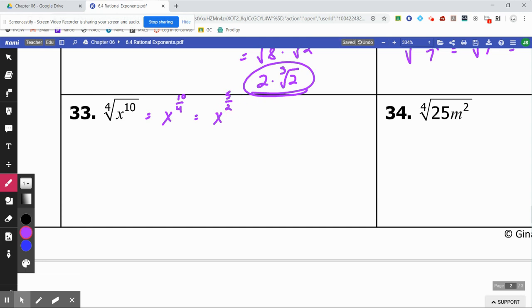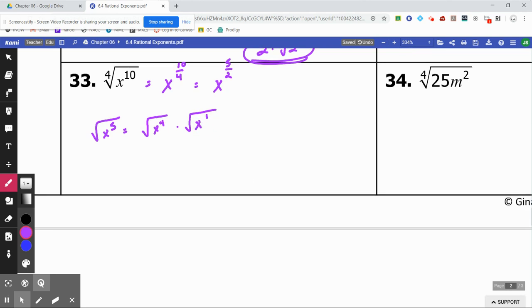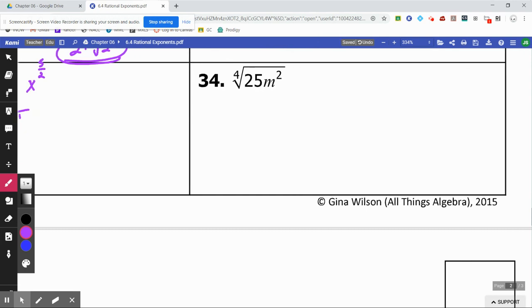So now instead of dealing with a 4th root, you're actually dealing with a square root. So that's going to be the square root of x to the 5th, which we can break apart. Even powers would be x to the 4th and x to the 1st. Square root of x to the 4th would be x squared times, we're going to leave the other one under the radical, x squared times the square root of x, which looks much better than 4th roots.